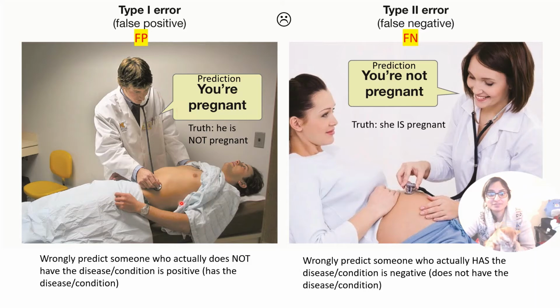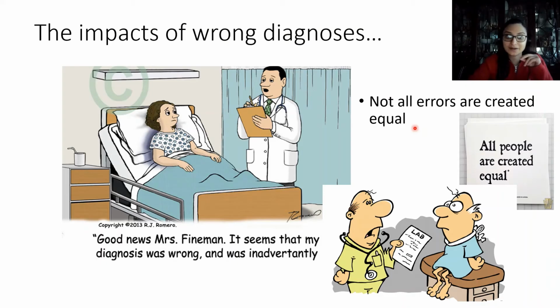Falsely predict someone who's not pregnant is pregnant, a false positive, or falsely predict that someone who is pregnant is instead not pregnant, a false negative. False positive errors may not necessarily be the same as false negative errors. Wrong diagnoses can have various effects, and not all errors are created equal.